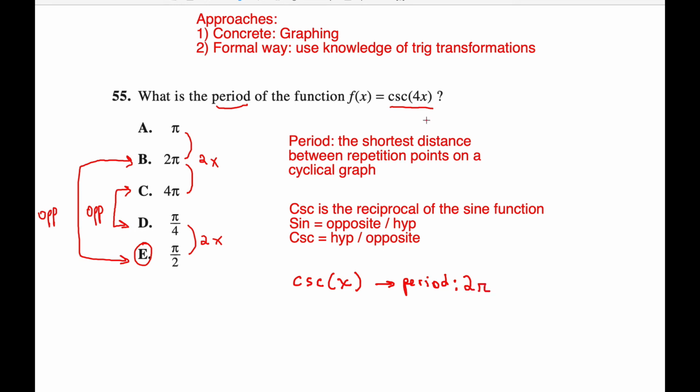Now from here, we would use the fact that if there's a constant in front of the x on a trig function, what that's going to do to the period is divide the period by that particular number. So since the standard period without any transformation is 2 pi, we're going to divide the 2 pi by 4, and that's going to give us our new period. So 2 divided by 4 is going to reduce to just pi over 2. And that's the same answer that we got by looking at it on our calculator.